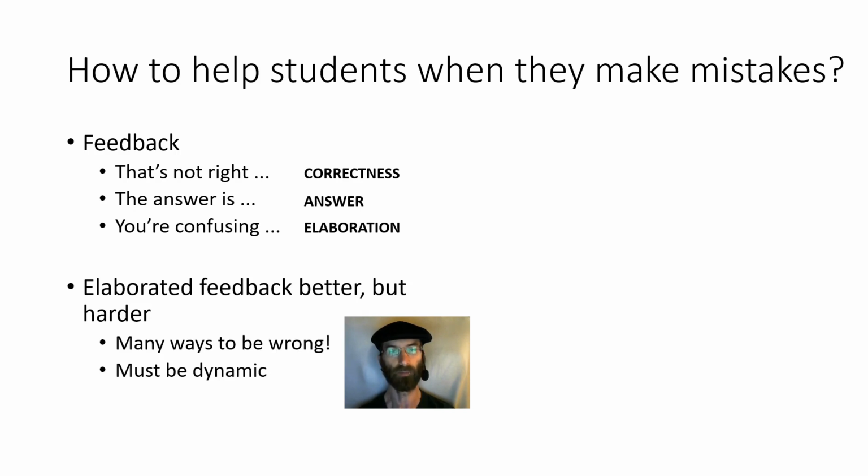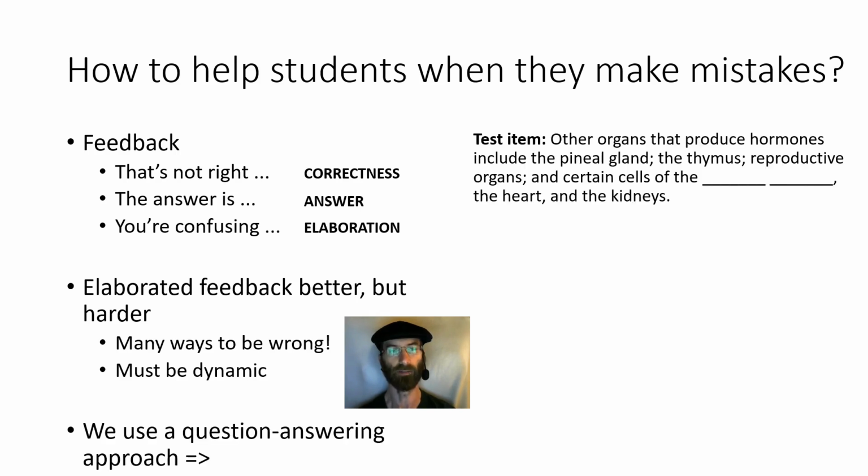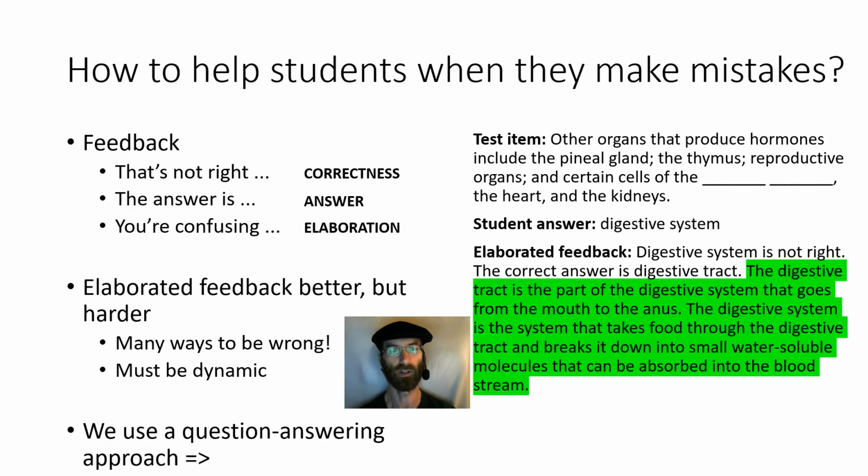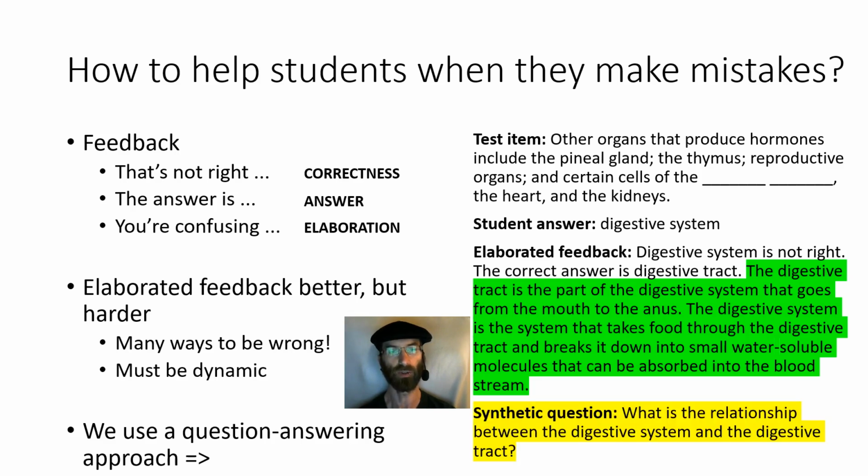In this paper, we use a question answering approach where, given a test item like this, a closed item, and an incorrect student answer like this, we generate an elaborated feedback as shown in green using long-form neural question answering. To do this, we construct a synthetic question shown in yellow, representing what the student should have asked but didn't. The green portion is thus the system's answer to this synthetic question.